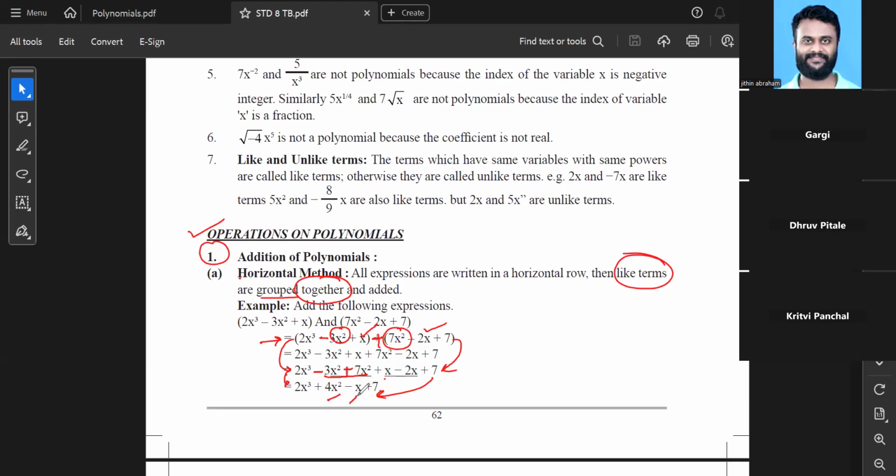X minus 2x is minus x. Hence the negative sign over here. So this is how you basically add polynomials. Is this much clear? Yes, sir. Great.